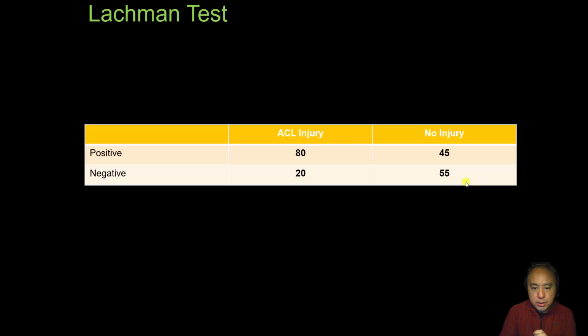So let's take a look at the Lachman's test. Here is an example where we have 100 injured players in our sample, with ACL injury, and also 100 non-injured players. These are the results of the Lachman's. So 80 of the injured players tested positive, and 20 of the injured players tested negative, while 45 of the non-injured players tested positive, while 55 tested negative.